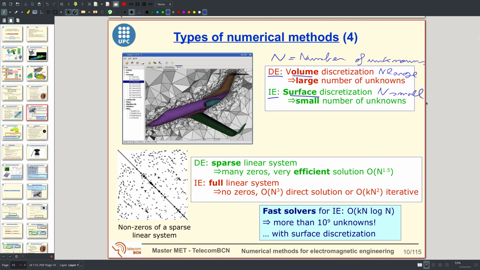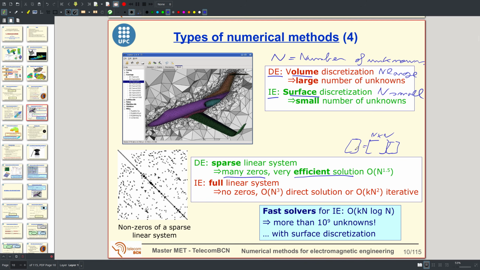Now, regarding the linear system matrix, with differential equation methods, we have obtained a sparse matrix that includes many zeros, and it's very efficient to solve this because you can solve the linear system. You have a matrix, the linear system has a matrix n times n by n, okay?